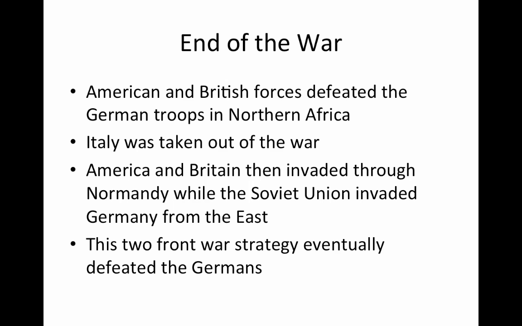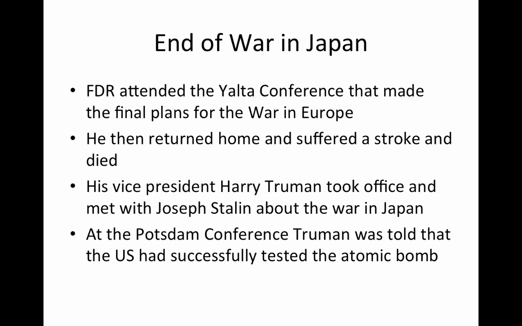So, the end of the war. American and British forces eventually did defeat the German troops in northern Africa, and this allowed them to isolate and then take out Italy. Once that was done, America and Britain could then invade through Normandy while the Soviet Union invaded Germany from the east. This two-front war eventually did work and defeated the Germans just as the strategy had said that it was going to. And that then led to the ability to focus in on Japan.